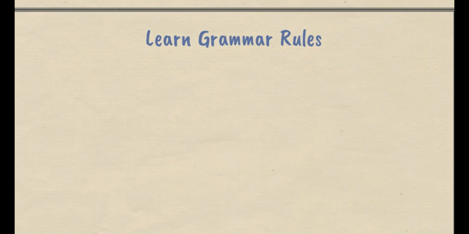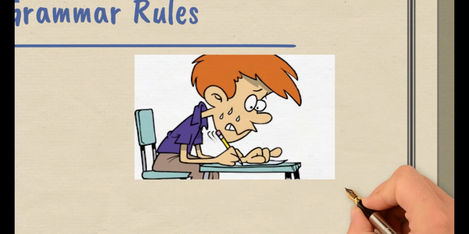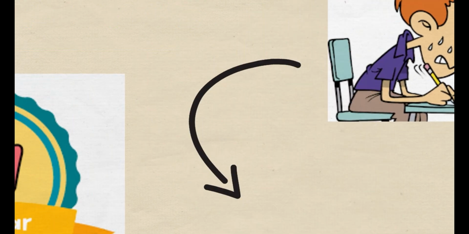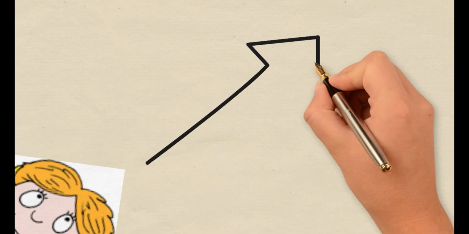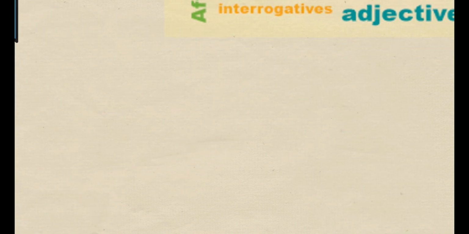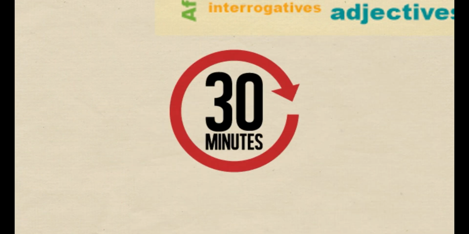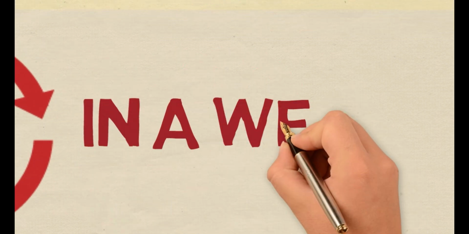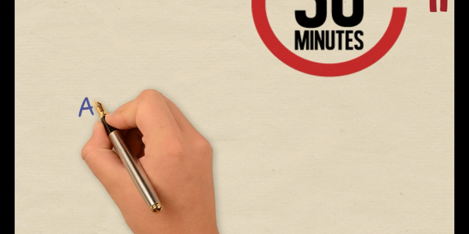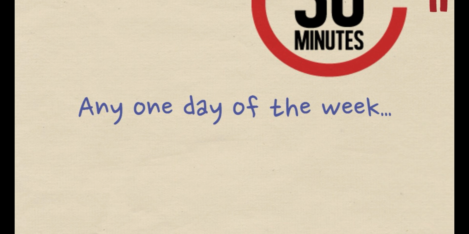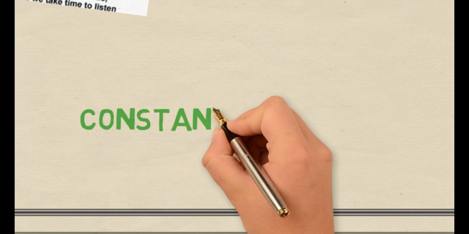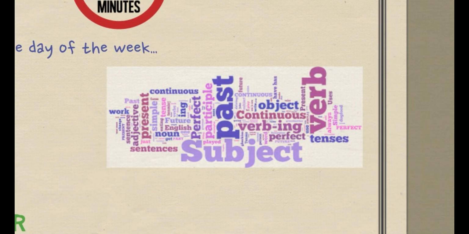The next step is to learn grammar rules. Although it might sound boring for most of the learners, it's required if you really want to take the level of your English to the advanced one. If it's not possible to study grammar every day, then you can choose at your convenience any one day of the week and just 30 minutes in a week. Yes, it's quite feasible to spend 30 minutes a week. This way, by being constant and regular, you can learn approximately 50 grammar topics in a year.